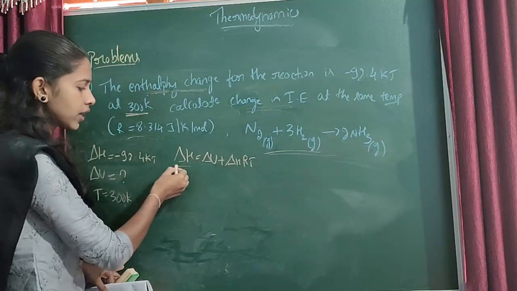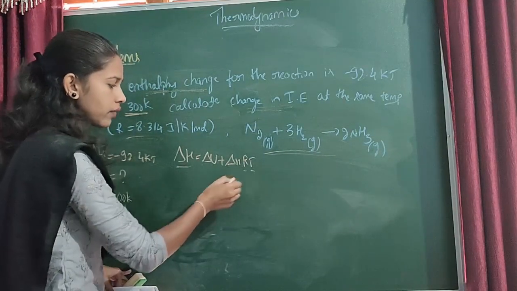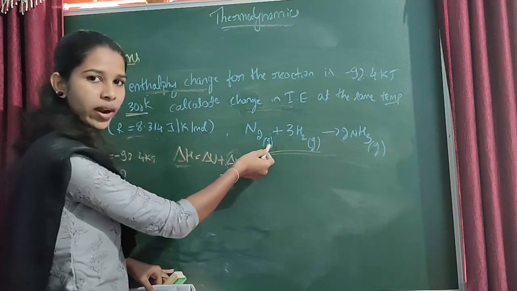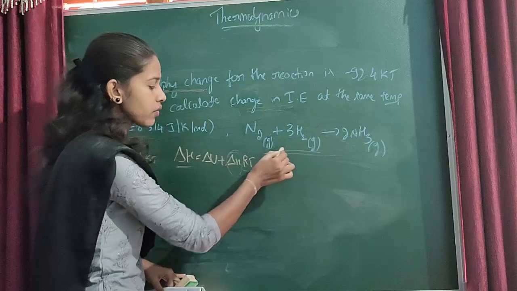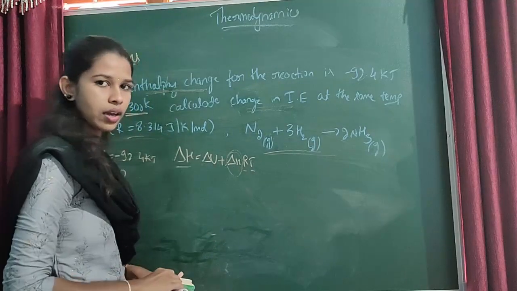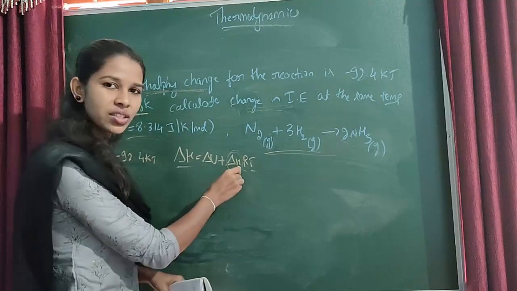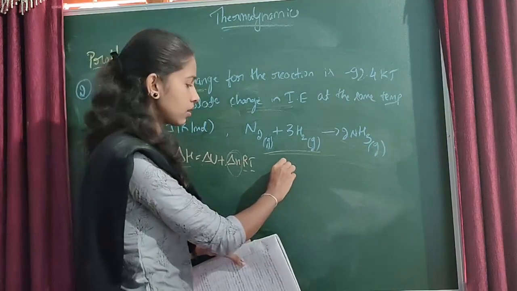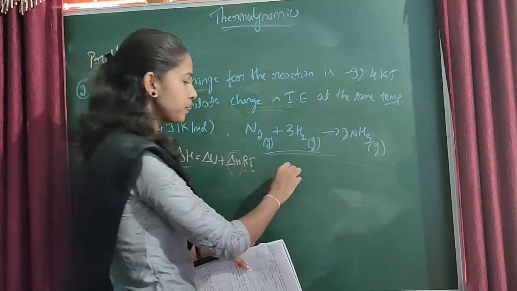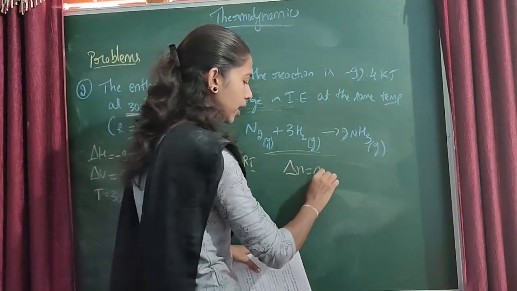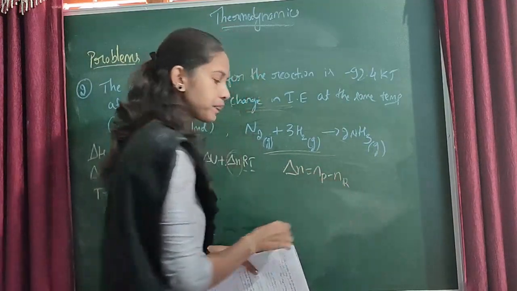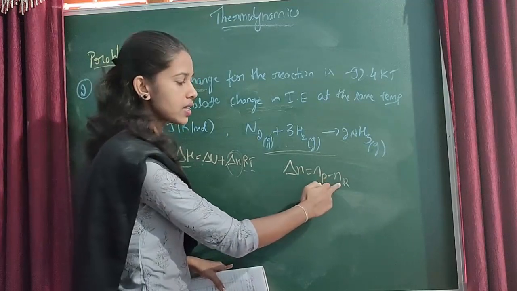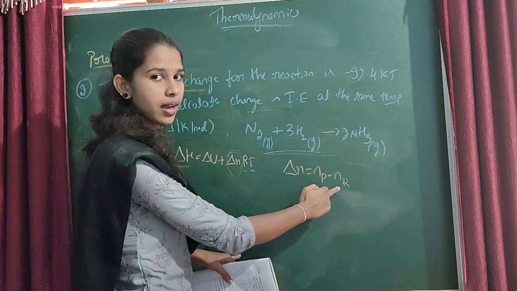Here they have given delta H value, R value, T value. We have to calculate delta N value by using this equation. Delta N is the change in number of moles. How to calculate it, I said in the last class while explaining. Delta N is equal to NP minus NR: number of moles of gaseous product minus number of moles of gaseous reactants.